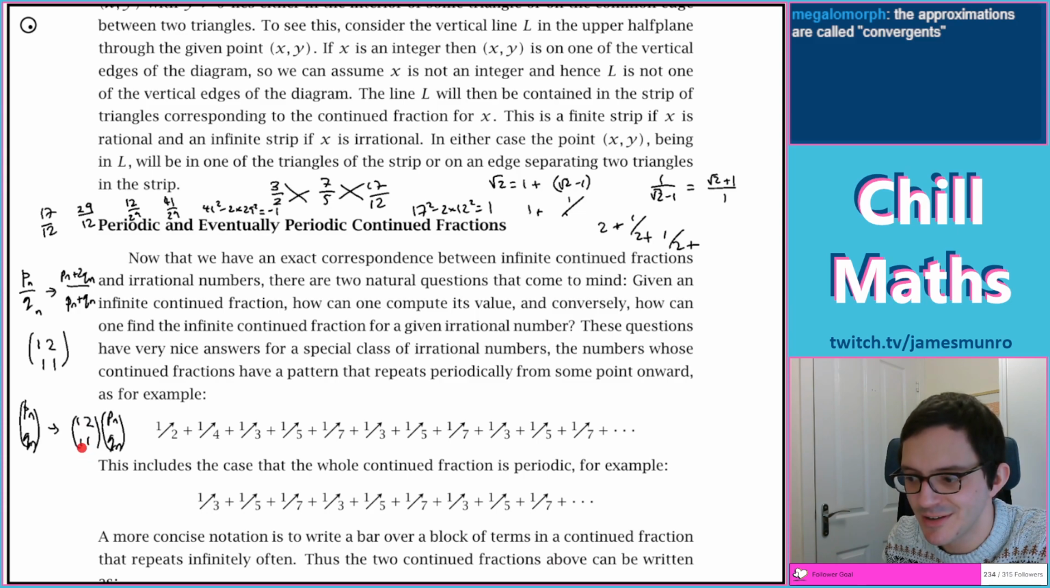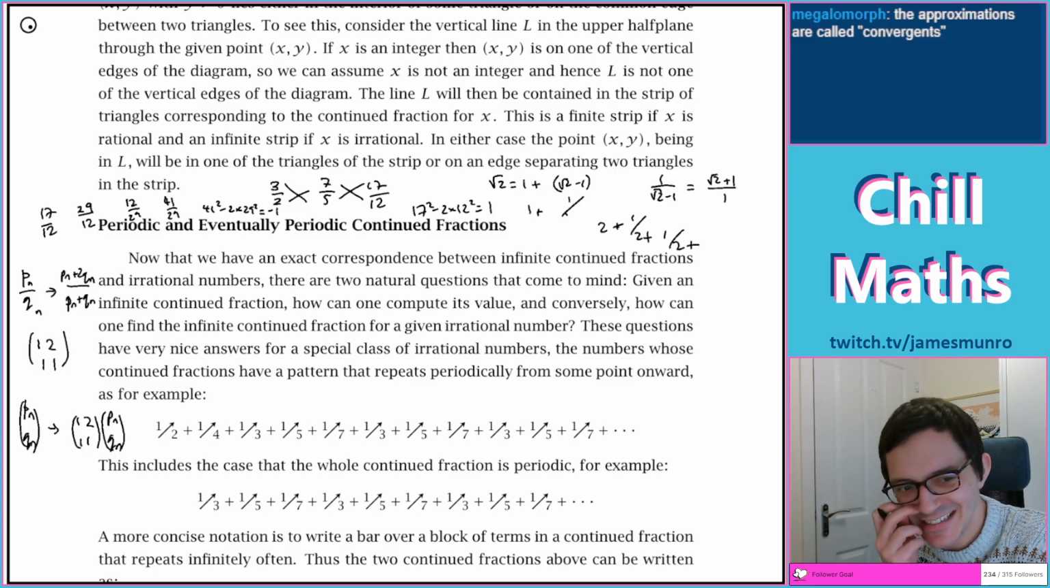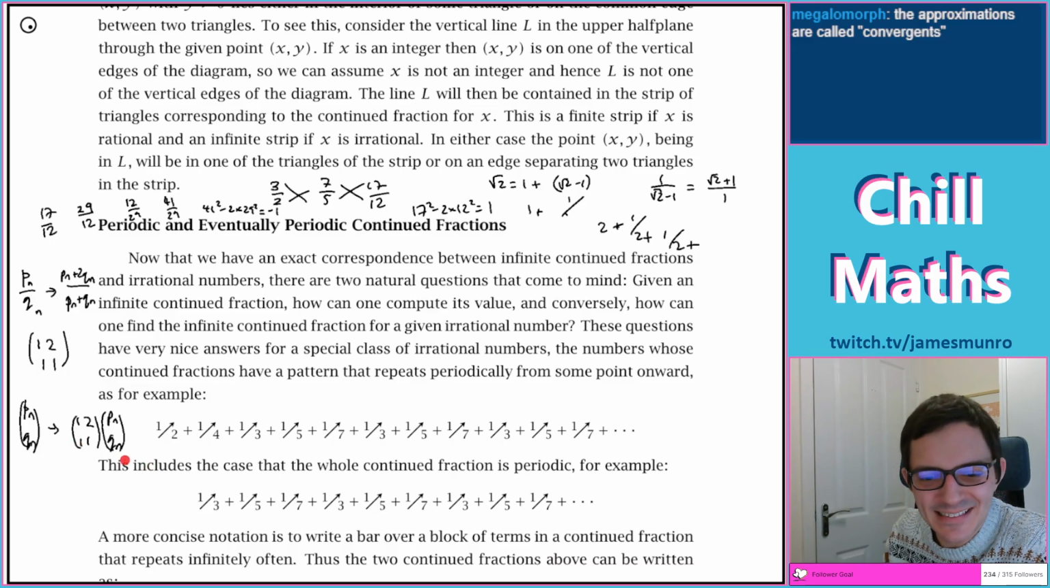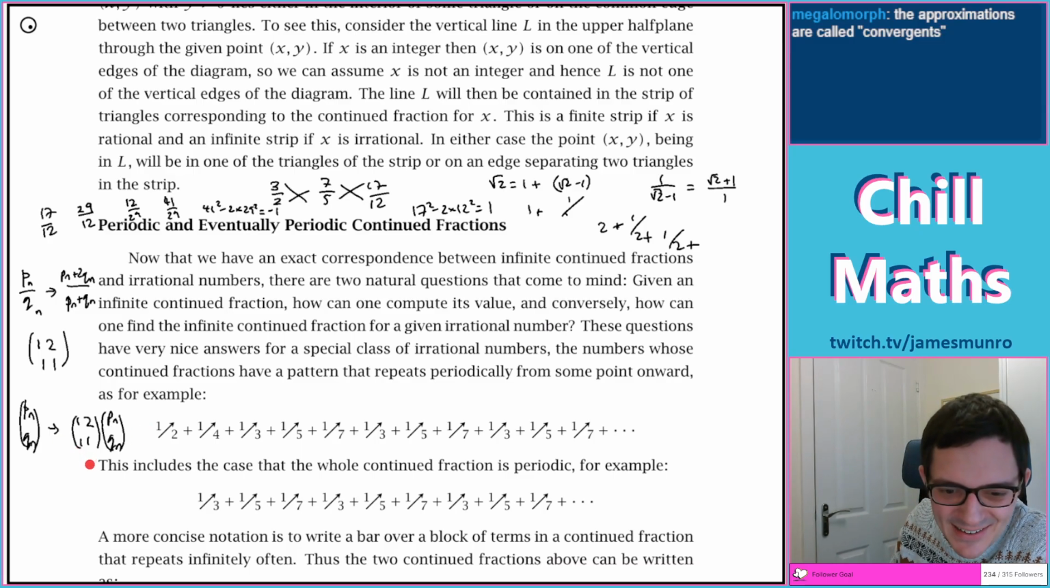The approximants are called convergents. I keep saying approximants. I know it's convergents, but yes. Sorry. In my head, they approximate. That's how I remember. They also converge. So maybe I should remember that instead. Yes, convergents. Good.